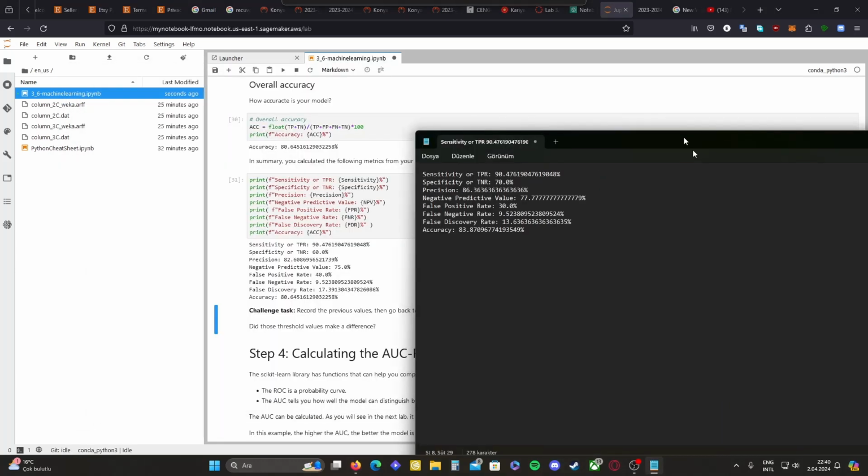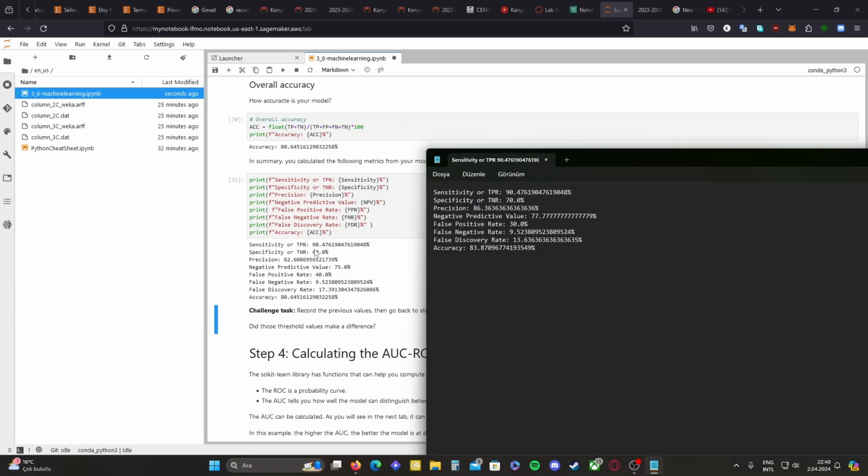Let's compare the results. TPR is the same, but TNR has changed 10%. Precision has changed. Negative predictive value has changed. False positive rate has changed. And accuracy has fallen 3%.